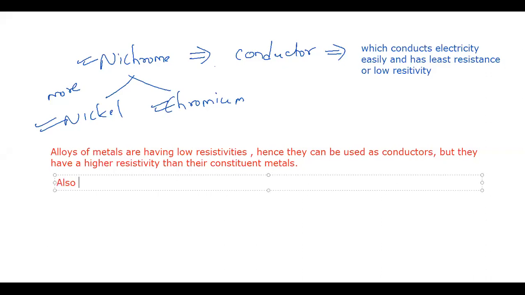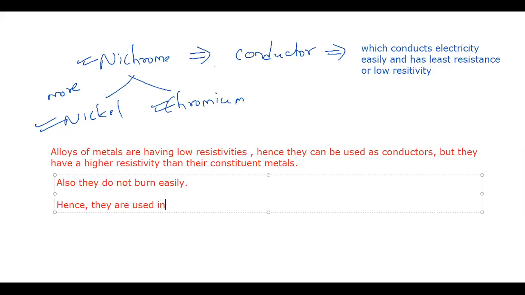One more property. They don't burn easily. Very good. Those who have read can answer the questions. Also, they do not burn easily. So these are the two important properties. Hence they have a high melting point, and so hence they are used in electrical heating devices. Yes or no? I had told you this is an important give-reason question. So till here we have reached with our discussions. Yes or no?